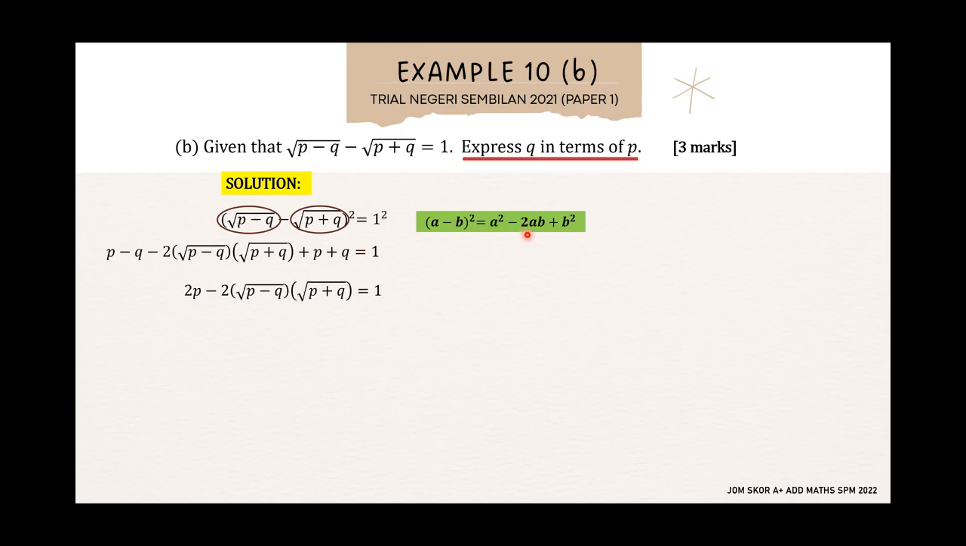Right. Sekarang teacher ada P plus P, kita akan dapat 2P. Dan teacher ada negative Q plus Q, dapat kosong. Sebab itu tidak ada lagi term Q di sini. Dah mati ya. Negative Q plus Q dapat 0. Kemudian yang ni salin balik.